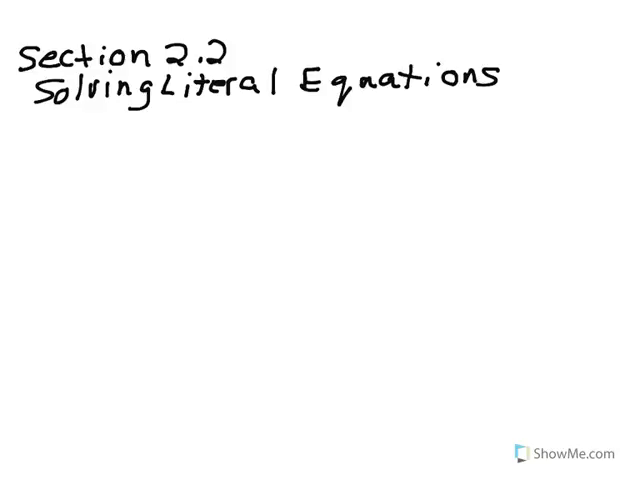Section 2.2, Solving Literal Equations. Literal equations usually use only variables. You may only have one number or two, but usually it's all variables. For example, ax plus by equals c. We do the same method as when we do have all numbers in there and one variable. In this example, we are going to solve for x.